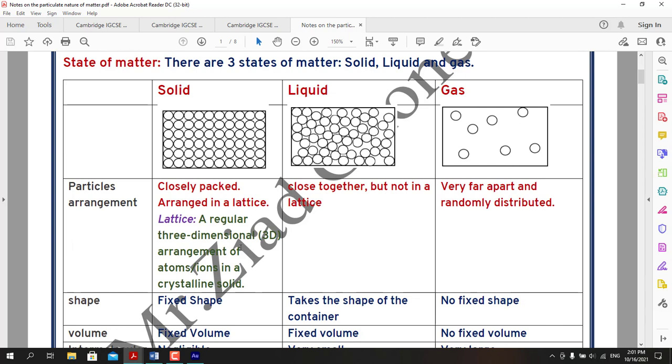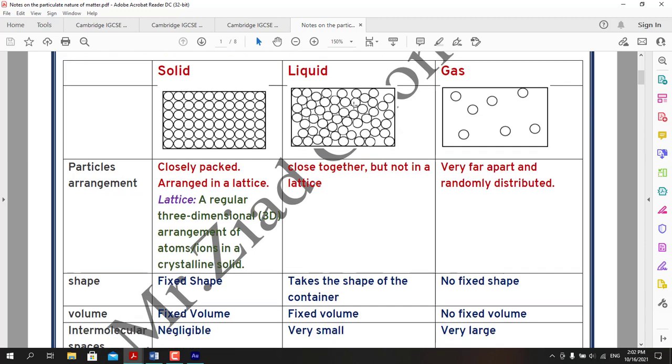Moving on to liquid, as you can see, the particles are kind of randomly arranged. They are still close together, but not as close as they are in a solid. And there are quite larger intermolecular spaces. The intermolecular forces as well are weaker than those in solid. Therefore, a liquid has a fixed volume, but as for its shape, it takes the shape of the container because the particles are allowed to move and take the shape of the container.